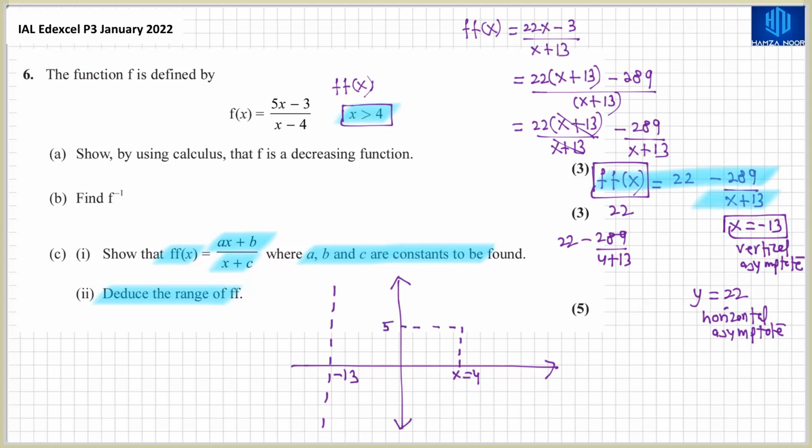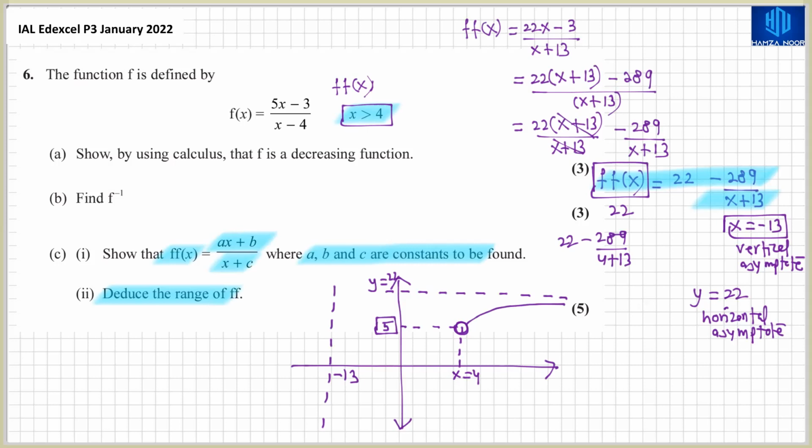And then, as you know, y equals 22 is basically a horizontal asymptote. So the graph would go something like this for this restricted domain. And as you know, x equals 4 is not included in the domain, so I have made an unshaded circle, meaning an empty circle over here. So this essentially means that y equals 5 is also not included in the range.